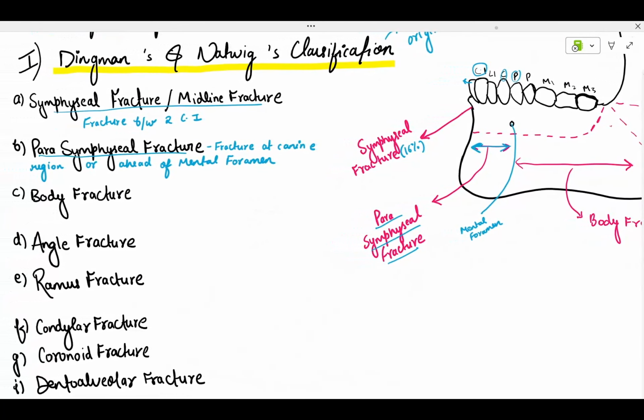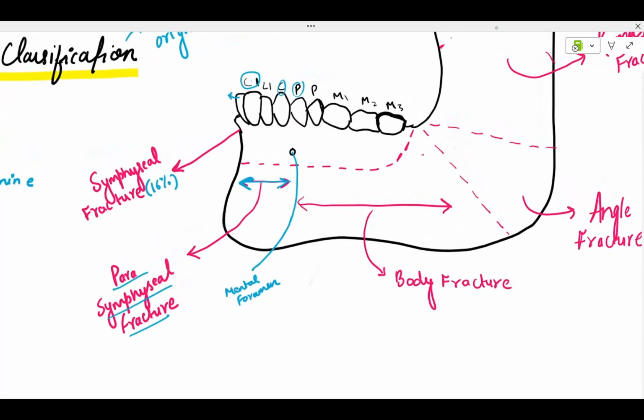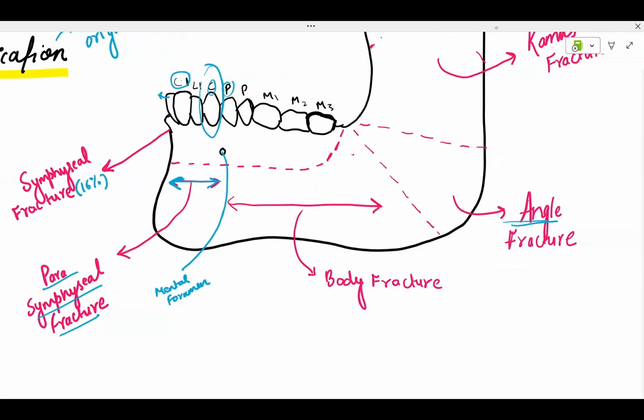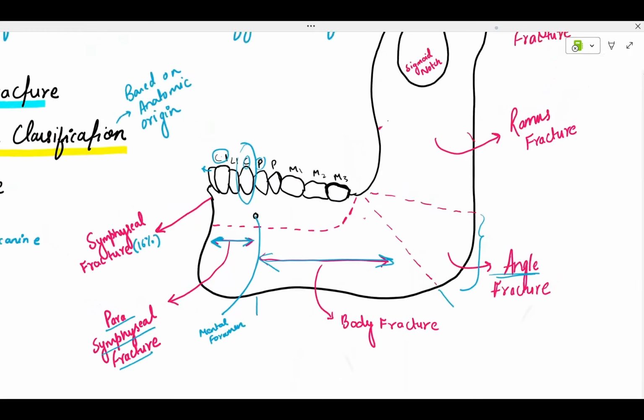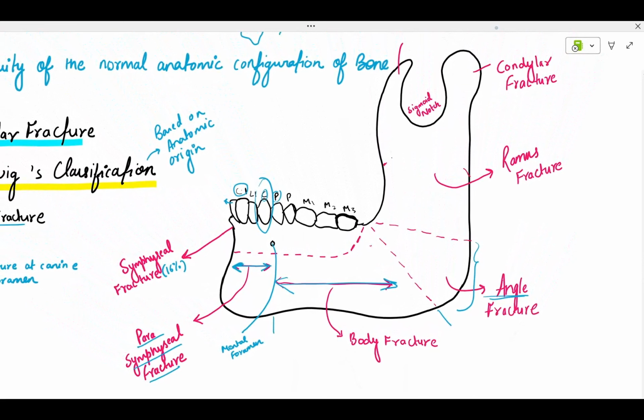Now comes the third category, that is your body fracture. So what is a body fracture? The area after the mental foramen, or basically we can say the area between the canine and the angle of the mandible, is known as the body region. This is the canine and this is the angle, as you can see I have labeled it here. From this area to this area is known as the body of the mandible. Any fracture occurring in this area is known as a body fracture.